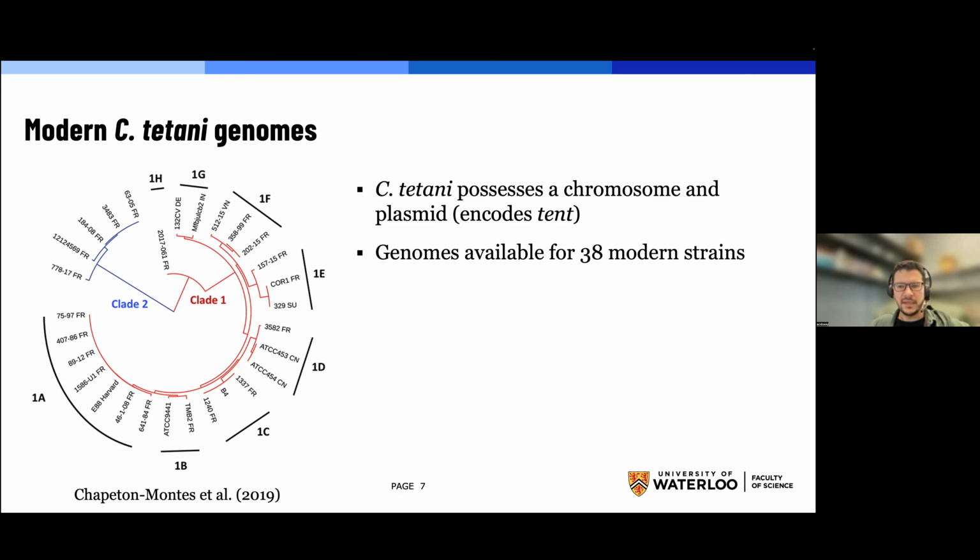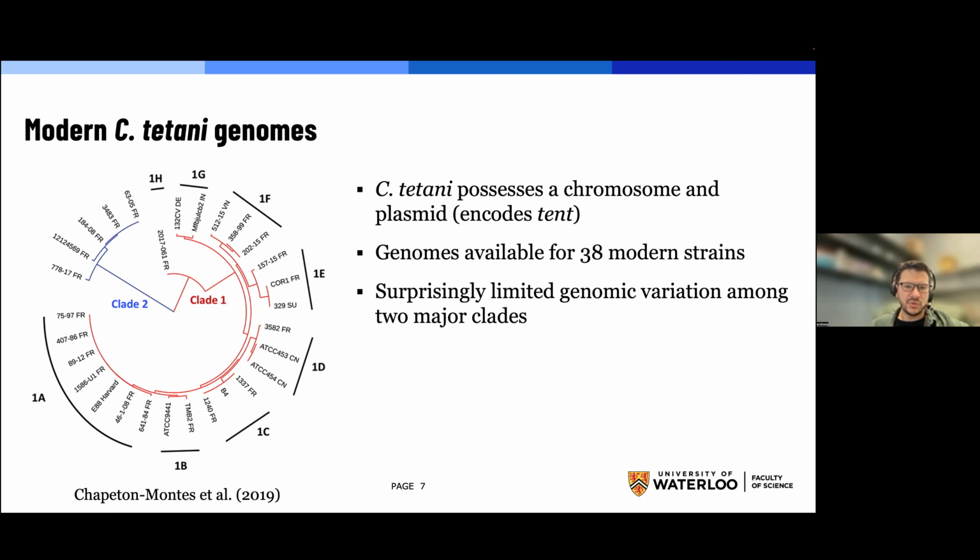You can see that they generally split into two major clades, clade 1 and clade 2. And there's actually quite limited genomic variation between these different strains. In fact, if you look at the tetanus neurotoxin itself, it's extremely conserved. There's very little divergence or variation seen at the sequence level between different neurotoxins, they're 99 to 100% identical.